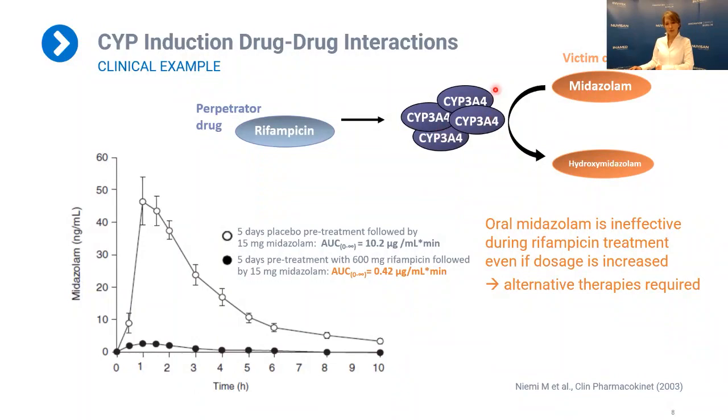And by means of increasing the expression and activity of CYP3A4, you increase the metabolism of midazolam and hence reduce the concentration of the pharmacologically active parent drug. And you can see in the plasma concentration time profile indicated here by the filled dots that in the co-treatment situation, the area under the curve is reduced by about 96% compared to the treatment with midazolam alone.